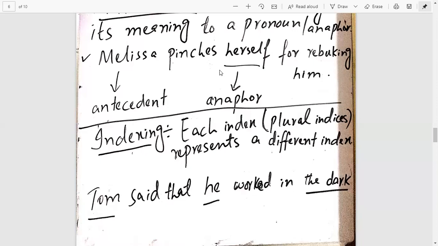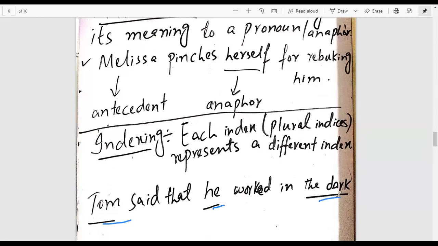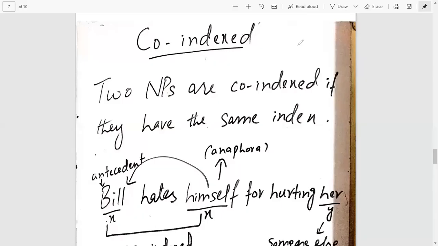So here, for example, in this sentence, first of all, we have Tom, and then we have he, and then the dog. So they are all indices in the sentence, right? Each index is different in the sentence: Tom, he, the dog, etc. So they represent different indices in the sentence. So let's move towards another page.